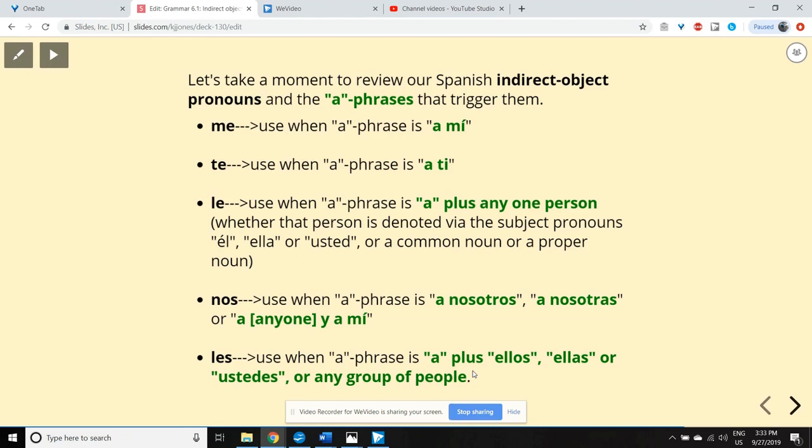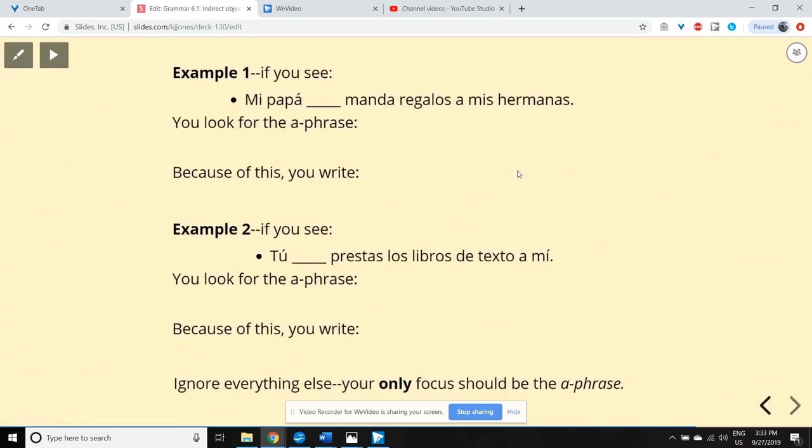Me, te, le, nos, and les are our indirect object pronouns in Spanish. And here you have all of the phrases that trigger their use in an exam or assessment environment. All right, let's see how this actually works.